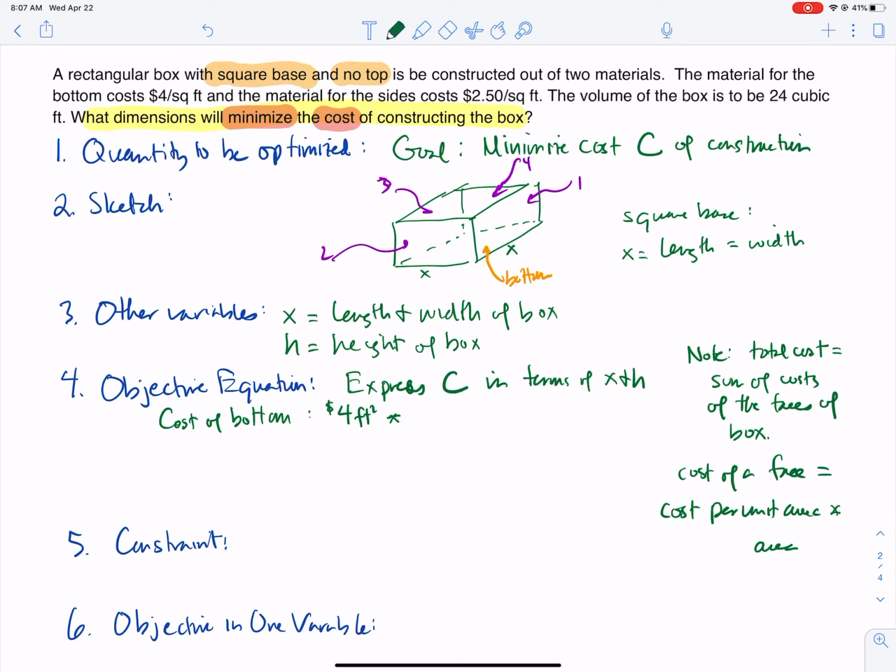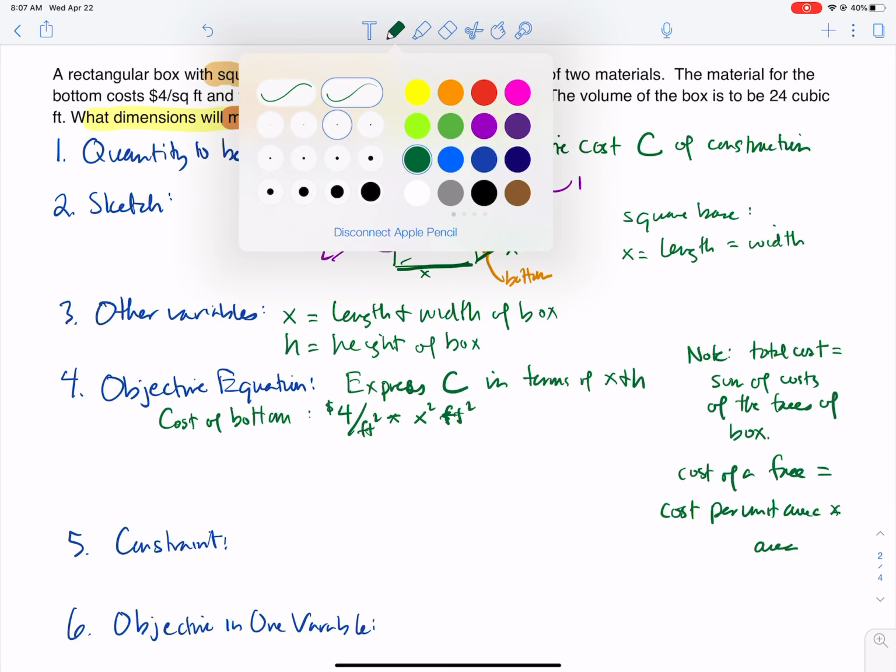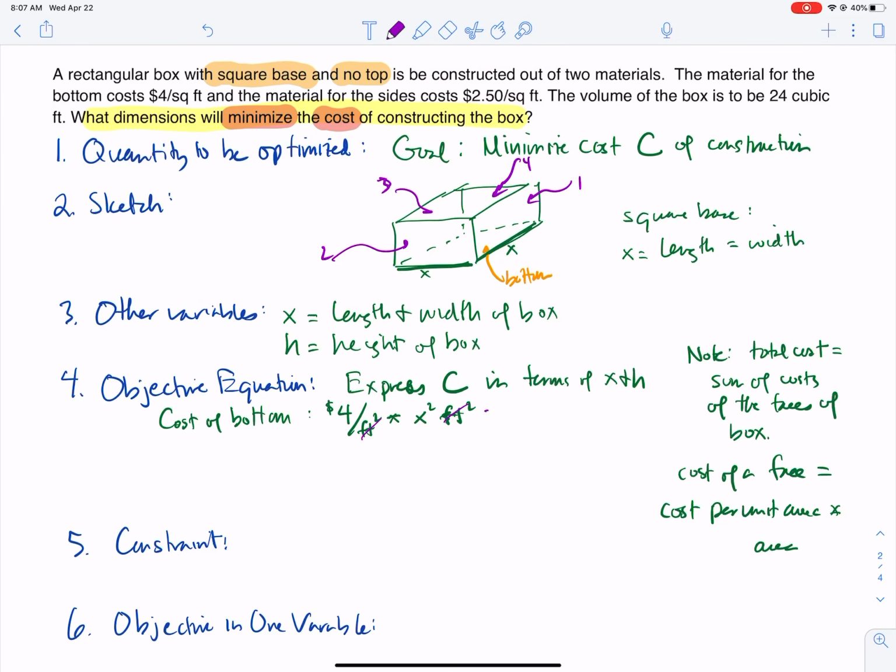Well, the area of the bottom is, I've got a square bottom, and so I just know that the area of a square is the side length squared. And so I've got, let me go back and change this. This is $4 per square foot. That's where my division should have been. And then I've got x squared square feet. So those cancel, and that leaves me with 4x squared dollars.